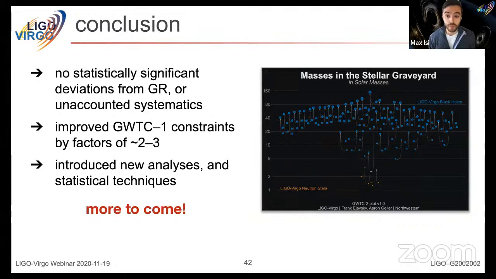So note that this was all about the first half of the third LIGO-Virgo observing run. Our colleagues and us are already hard at work processing the second half of the third observing run. So you should stay tuned because there's a lot more to come.